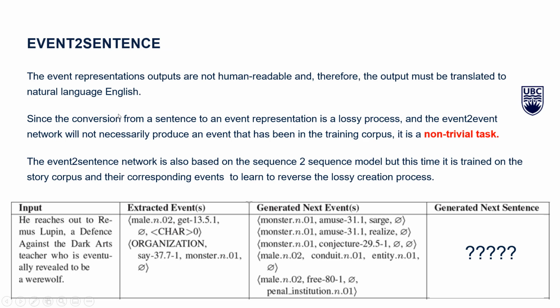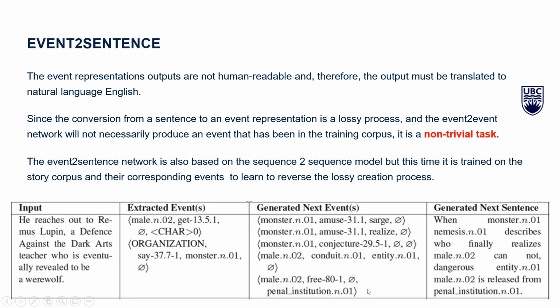So the next part of the system that we're going to talk about is the event-to-sentence network. The problem is that the event representation outputs from event-to-event are actually not human readable. Like that's what it looks like. So therefore, the output must be translated to natural English, something kind of like that. I don't know how natural that is, but it's kind of close. Since the conversion from a sentence to an event representation is a lossy procedure, as you can see here, that's the input, and then that's the extracted event. We see we lose a lot of information.